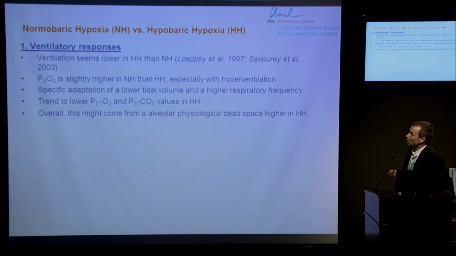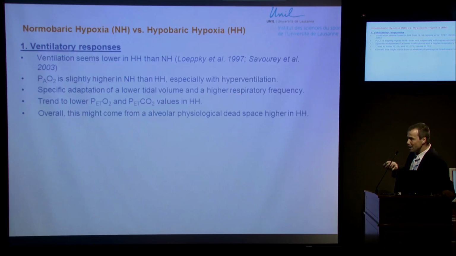First of all, quite a long time ago, it was already described that the ventilation is lower in hypobaric hypoxia compared to normobaric hypoxia. It seems that the alveolar pressure is slightly higher in NH than in HH, especially at high ventilation rates. And there's a specific adaptation in HH where you get a lower tidal volume and a higher respiratory frequency.